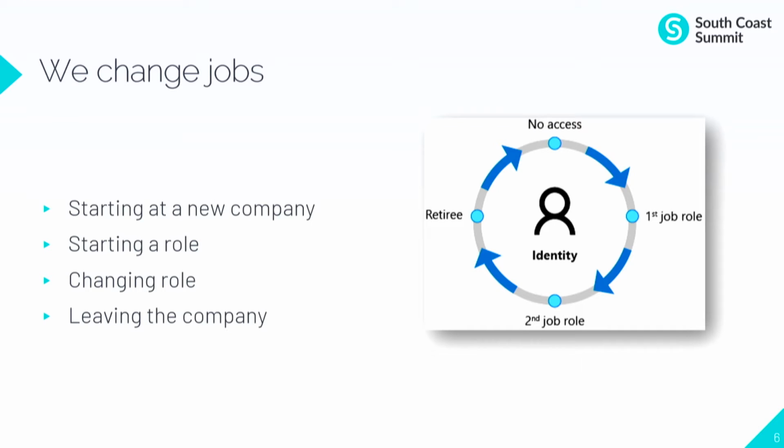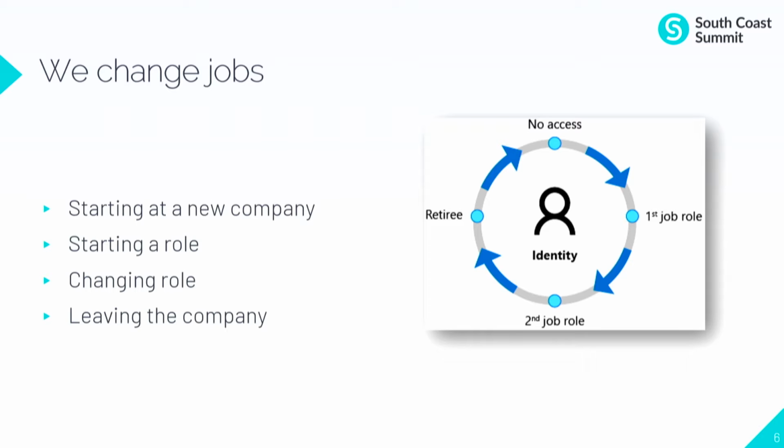So if we think about the process that we all go through, when we start a new company, we have no permissions and no access to anything. So first up, we need to get some access to something. But then we might change a role as well. So we need to think about, well, what did we have? Do we still need it? And what do we need for our new role? And then when we leave the company, we need to make sure that we're revoking those permissions and tidying everything up at the end.